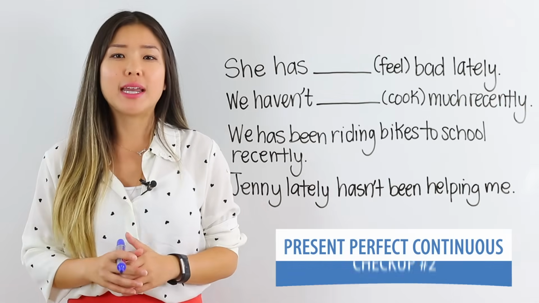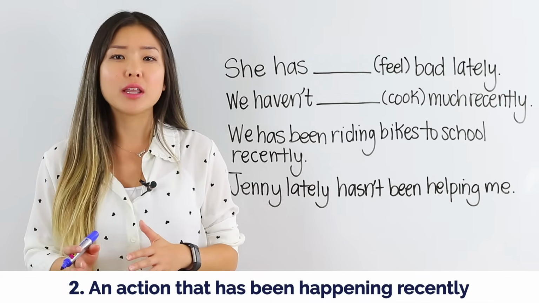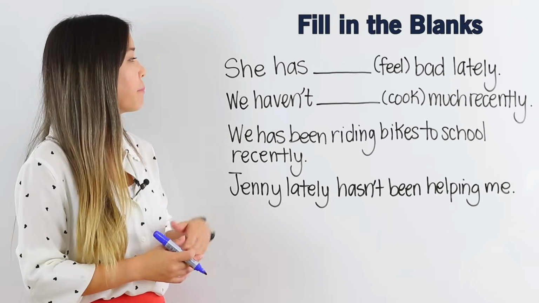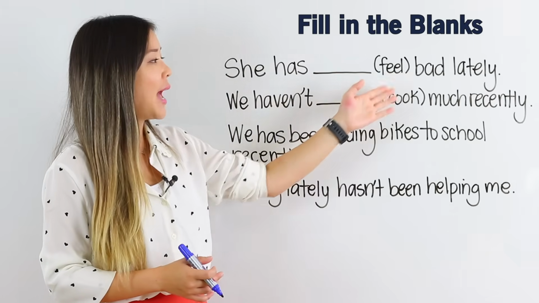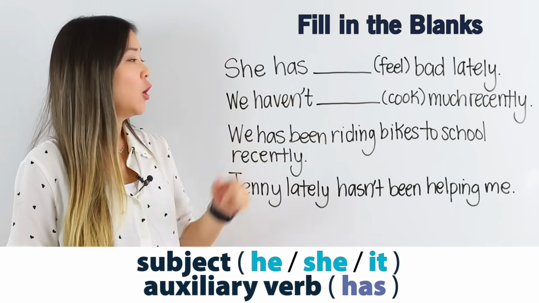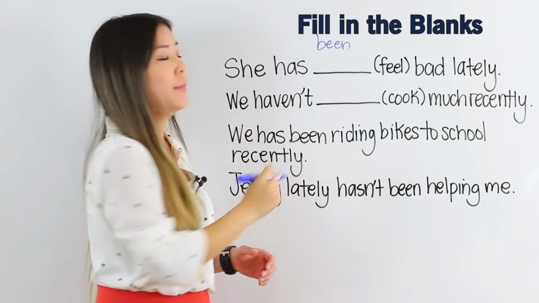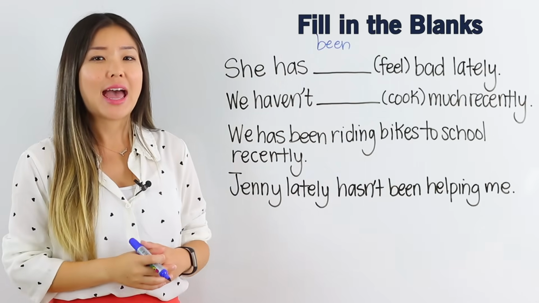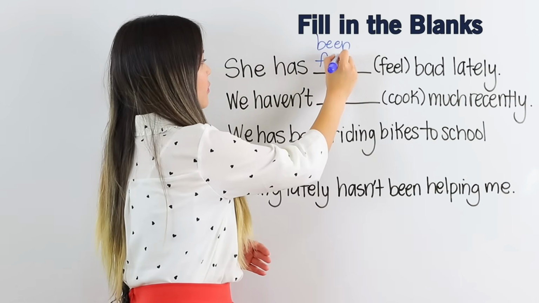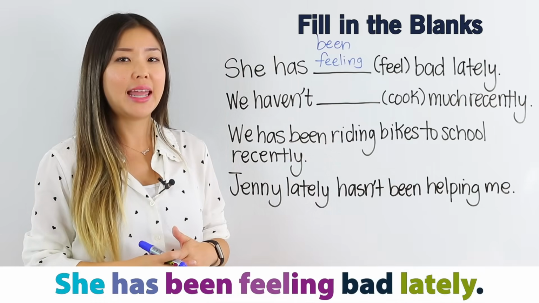In this practice, we'll take a look at the present perfect continuous tense and see how it expresses an action that has been happening recently or lately. Let's take a look at the first sentence. She has blank bad lately, and the verb is feel. Remember, for she, we use has. Then, don't forget, we need to have been. She has been. After that, we add ing to the verb. The correct sentence is, she has been feeling bad lately.